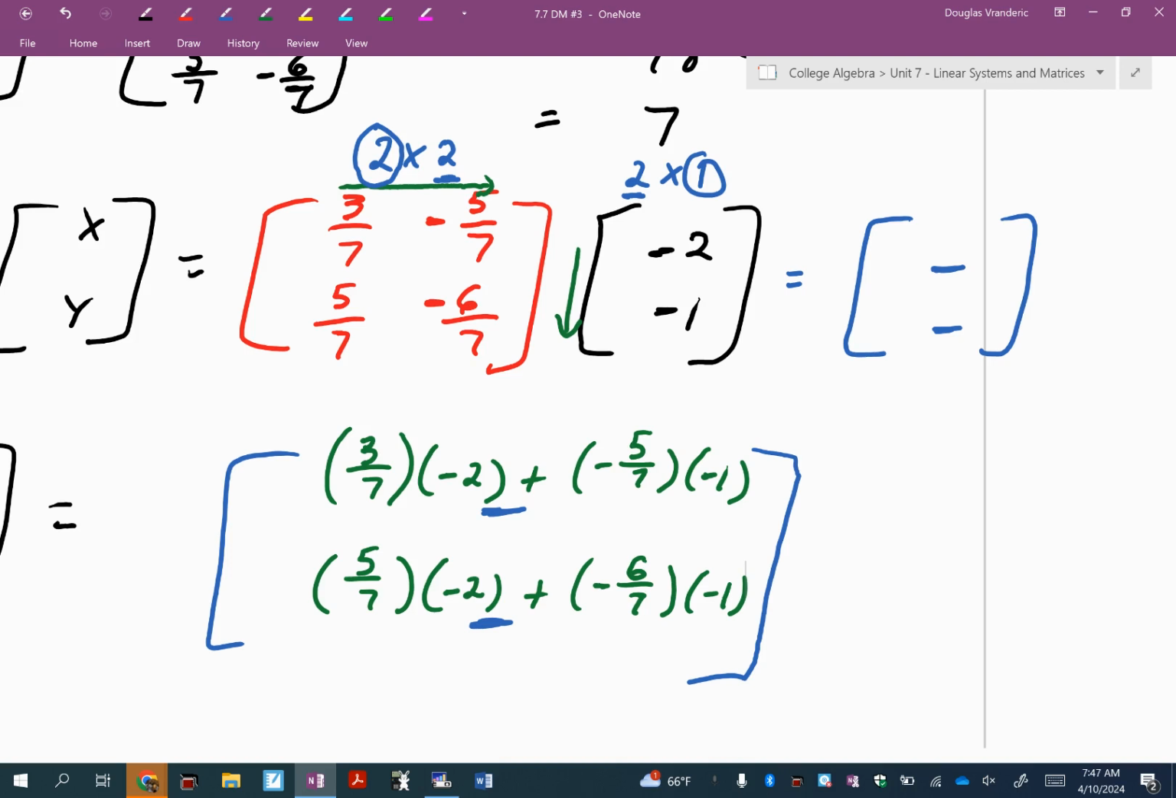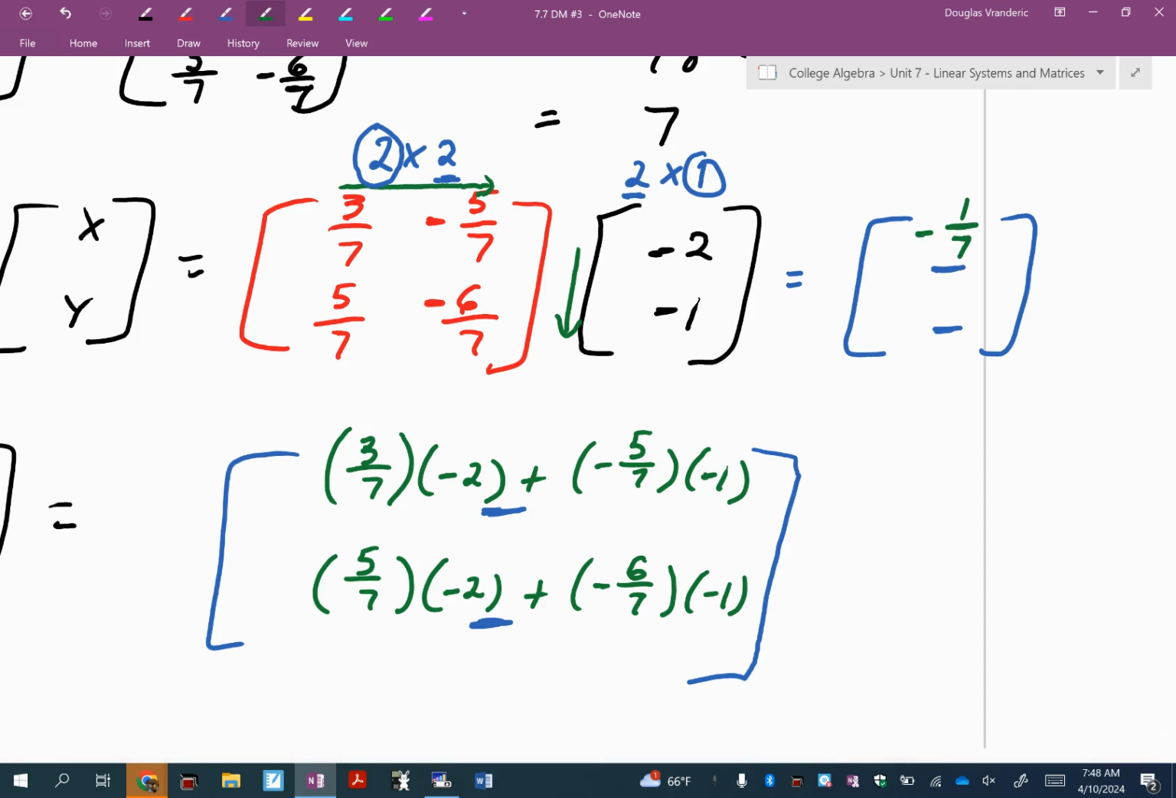I got negative 1/7. You did 1/7? Okay, so that is my answer for the x value. So right here, I'm going to write negative 1/7. Let's do the same thing for the y value.